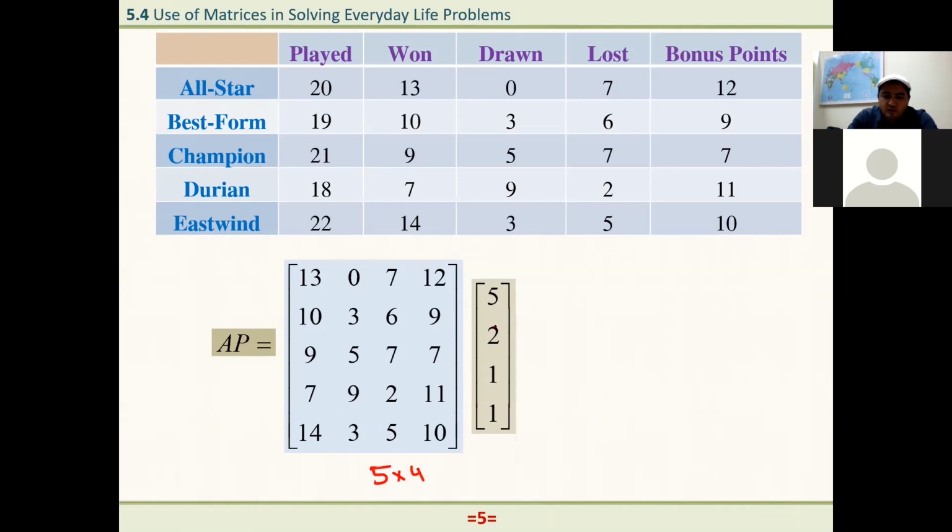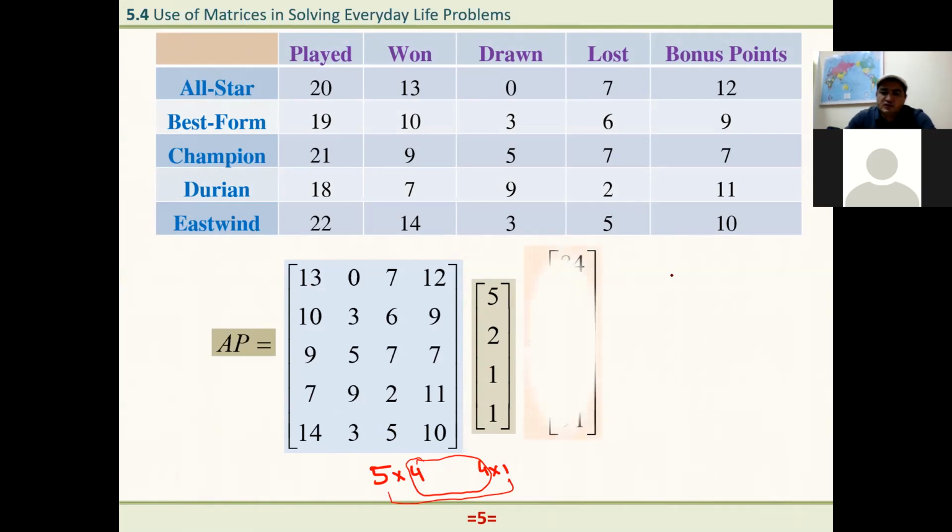And how about the second one? It is 1, 2, 3, 4. That is a 4 by 1 matrix. So if you multiply, this is defined because these things are equal. And the resulting matrix will be of this order, 5 by 1. 5 by 1 means 5 rows and 1 column.